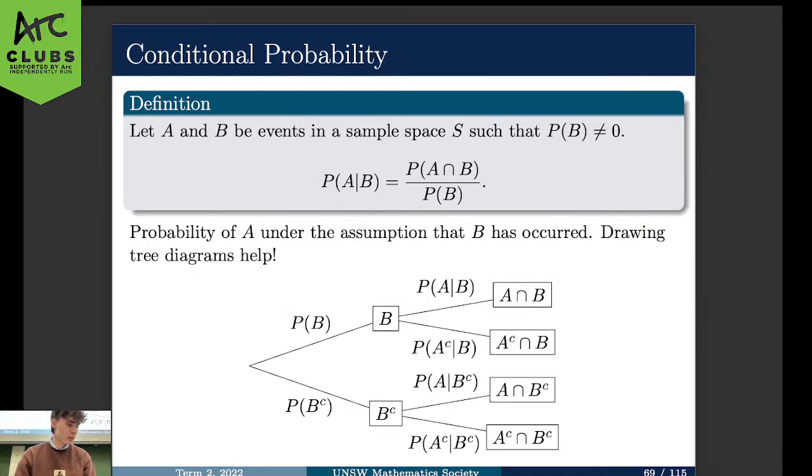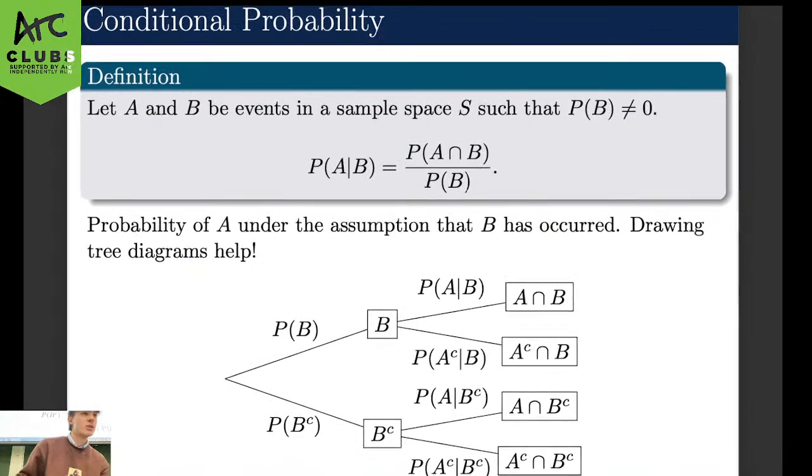Now, conditional probability. If A and B are events in a sample space S, such that the probability of B is non-zero, then the probability of A occurring given B has occurred is the probability of A and B divided by the probability of B. And this comes from our tree diagram here.